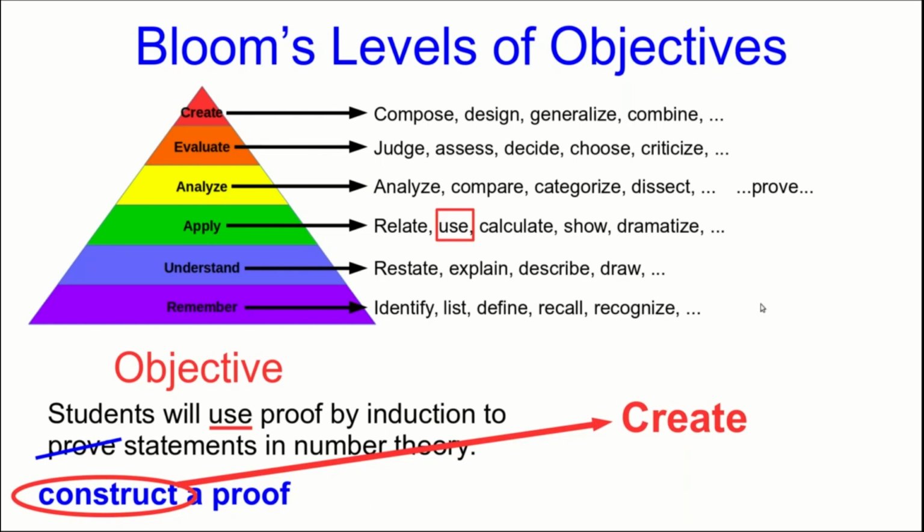Overall, the point here is that the keyword lists can be useful, but they can also be misleading. Sometimes you need to think of how to rephrase the objective to make what level of Bloom's it lies on clearer. And finally, it's your disciplinary knowledge that will often be a better guide than any list of keywords.